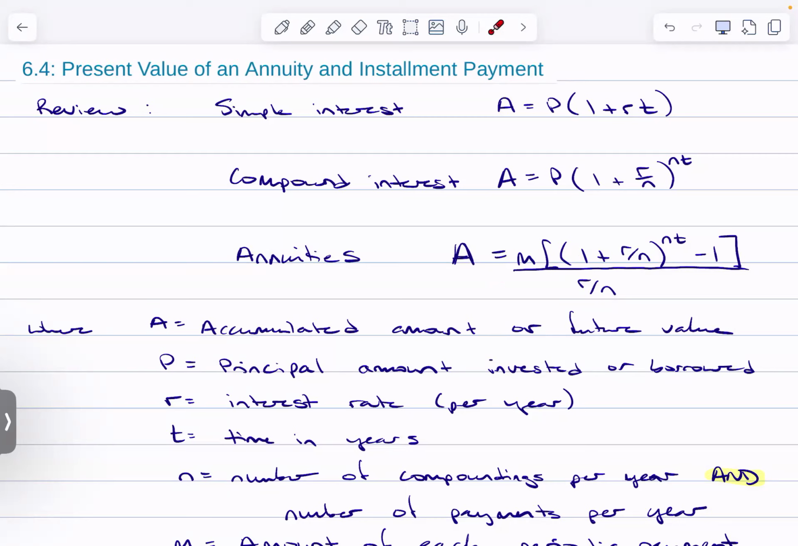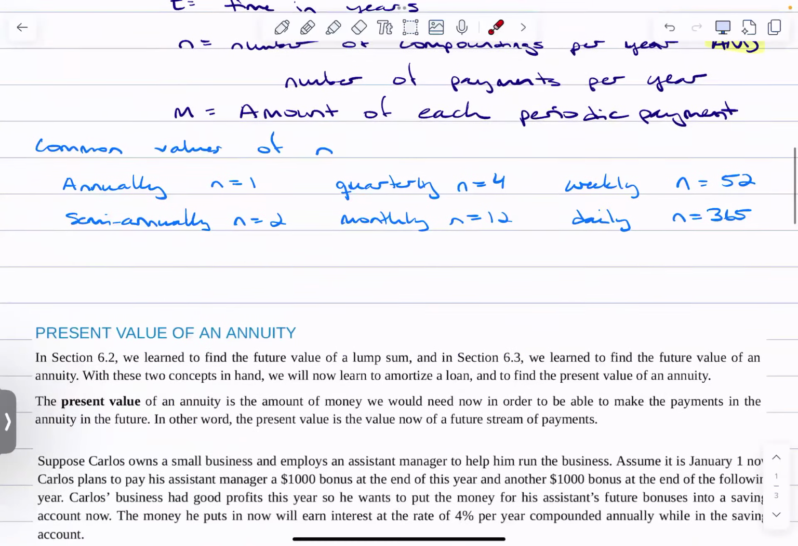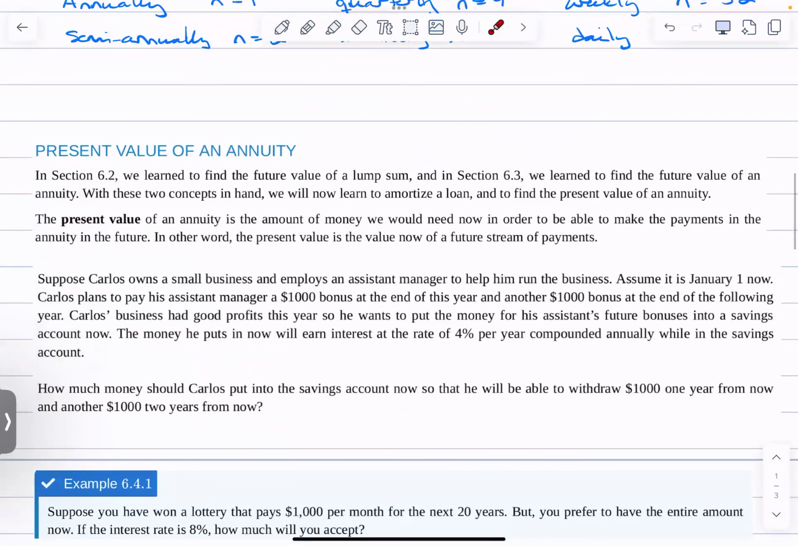So oftentimes when we're making regular payments, usually we're not building towards some accumulated amount, although that would be nice. Often we're making regular payments to pay off a loan, so to pay off some principal amount that we borrowed. And so that's what we're building towards today.